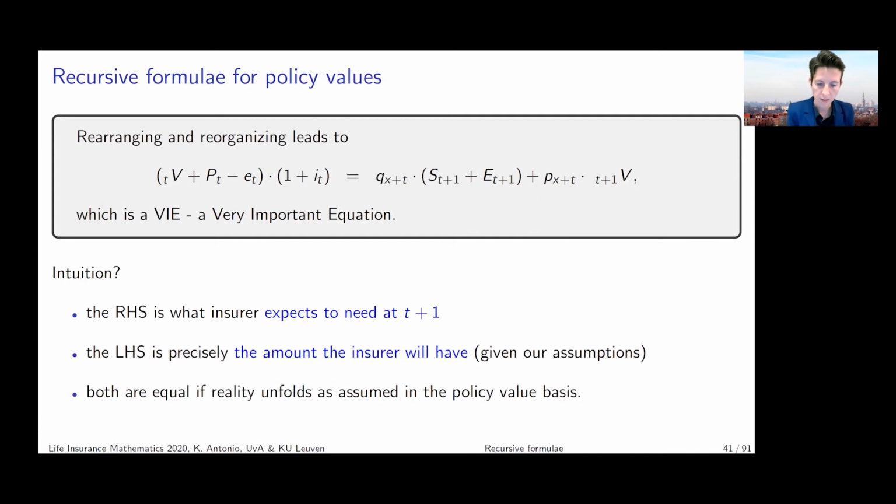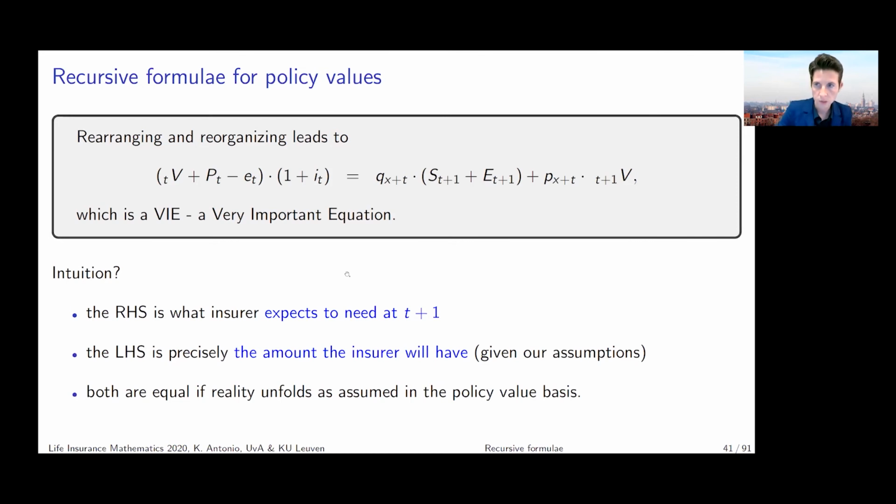Okay, so we look at the capital we're holding at time t for an active policy. We add the premium, we subtract the premium-related expense, and that's the amount we actually have at time t. We let it grow until time t+1. That gives us the left-hand side of this equation. And then if everything works according to the assumptions that we made in our policy value basis, then the capital that we hold at time t+1 will be exactly equal to what we expect to need at time t+1. And what you expect to need depends on whether my policyholder survives or dies throughout the year. Okay, so that's the first intuition that you can give for this recursive expression.